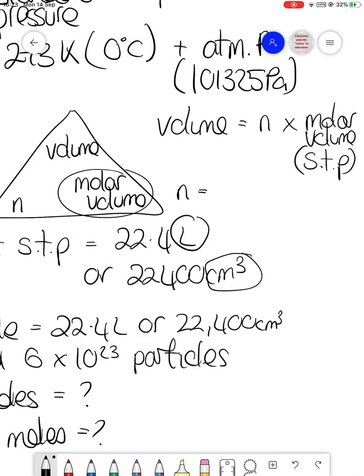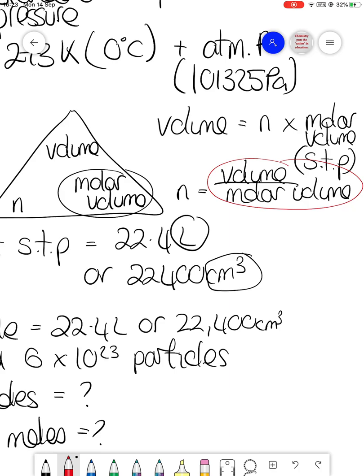Next, if we have to find moles, then we are putting volume and dividing that by molar volume. And again, we have to make sure that the units match. So again, the question will give you the information, and you should be able to just fill in the correct molar volume.